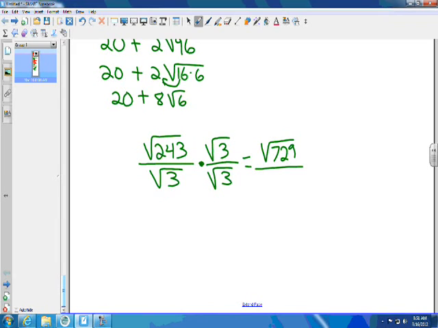What do we have on the bottom? 3, because those radicals cancel. That's why we rationalize. Is 729 a perfect square? 27. So we end up with 27 over 3, which is 9. So remember that step on rationalizing.